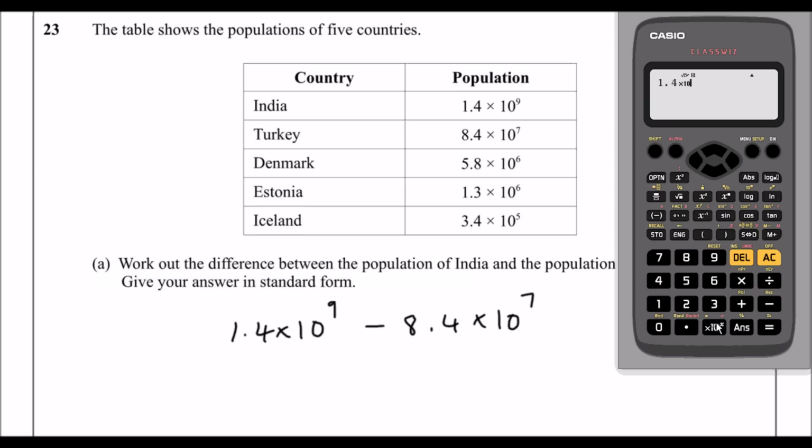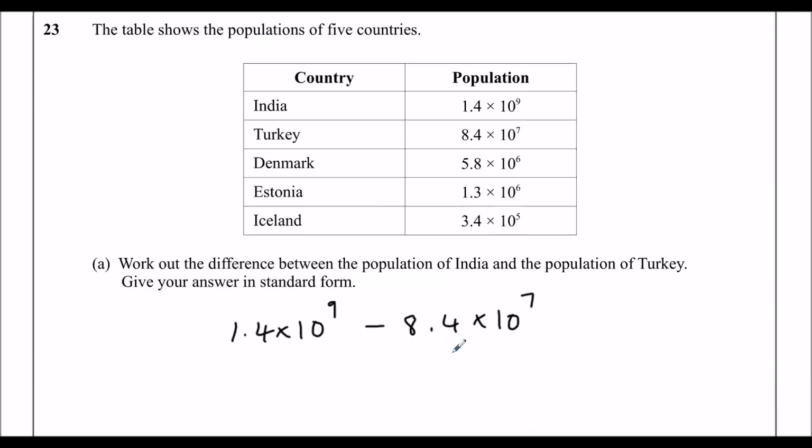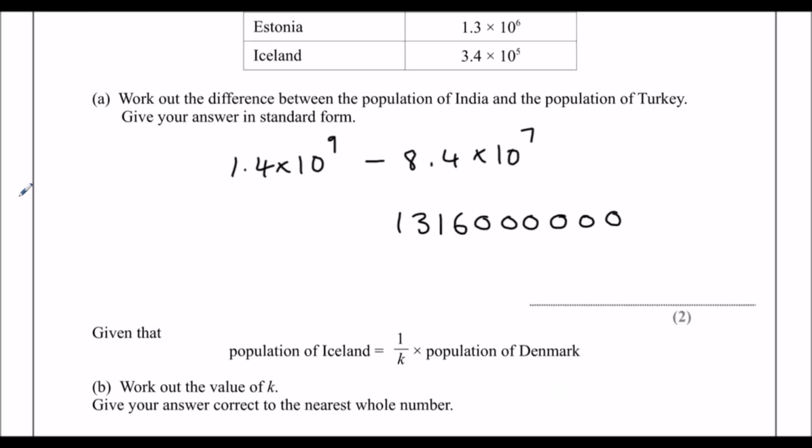So 1.4 times 10 to the power of 9, take away 8.4 times 10 to the power of 7. So I'm using the standard form button each time there. So 1.4, standard form button 9, take away 8.4, standard form button 7. And we've got our answer. It's not in standard form. We've got 1316 and then 6 zeros. So 131600000. But we need to give our answer in standard form.